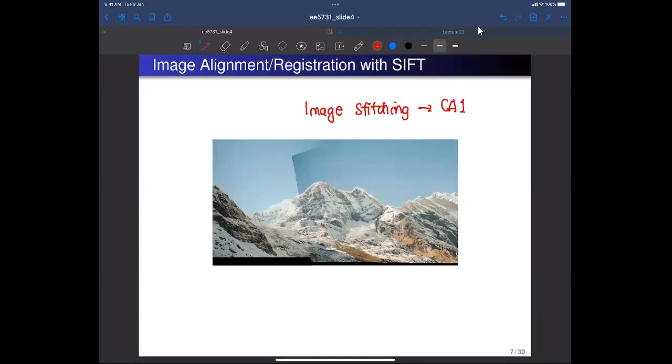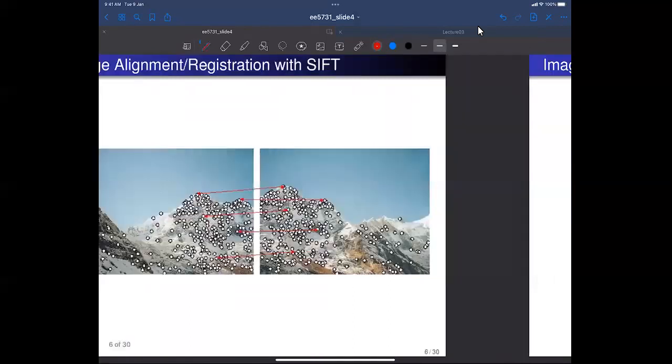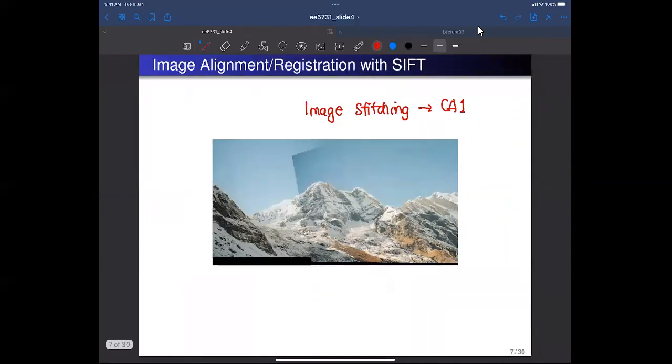Okay, right. So that's the whole point. We want to use the key points. When we extract the key points, we want to get the descriptors of the key points and use the descriptors to do the matching. As a result of that, we can have this output.